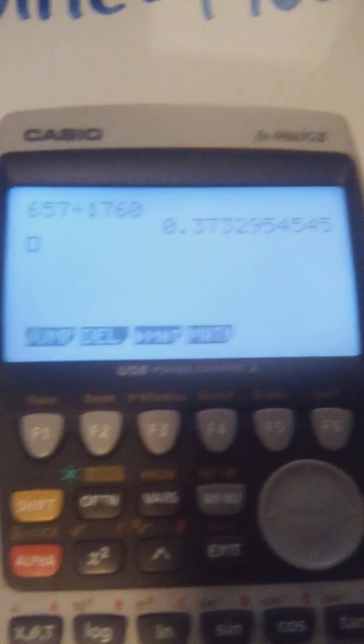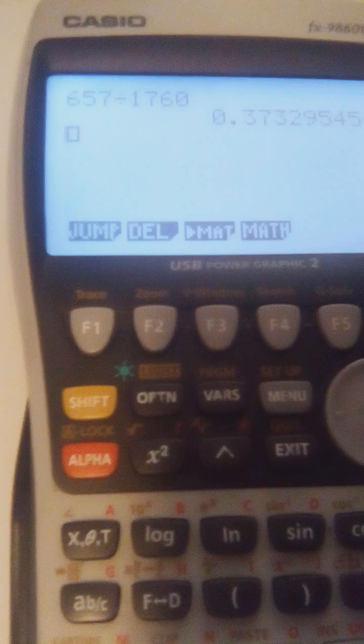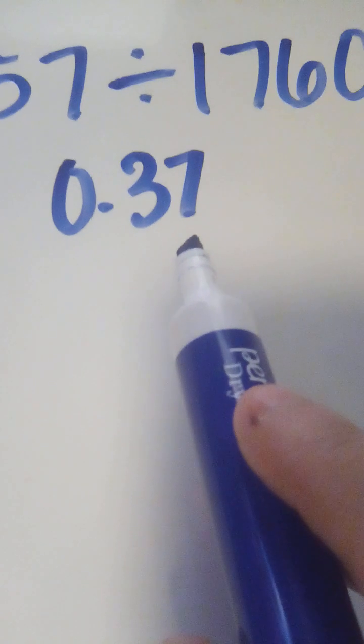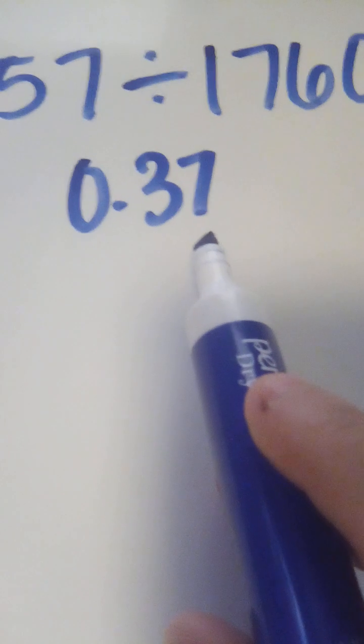Okay. All right. We have 657 divided by 1760. Can you see on your screen? 0.37. Question. Is a 7 greater than 5 or less than 5? It's greater than 5, right? It's greater. So it rounds up to 0.4. This from 0.3 to 0.4. That's our final answer.